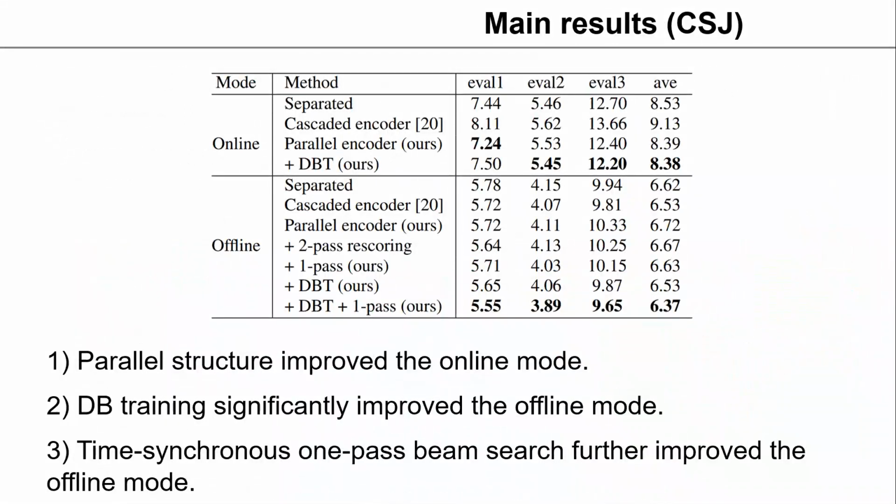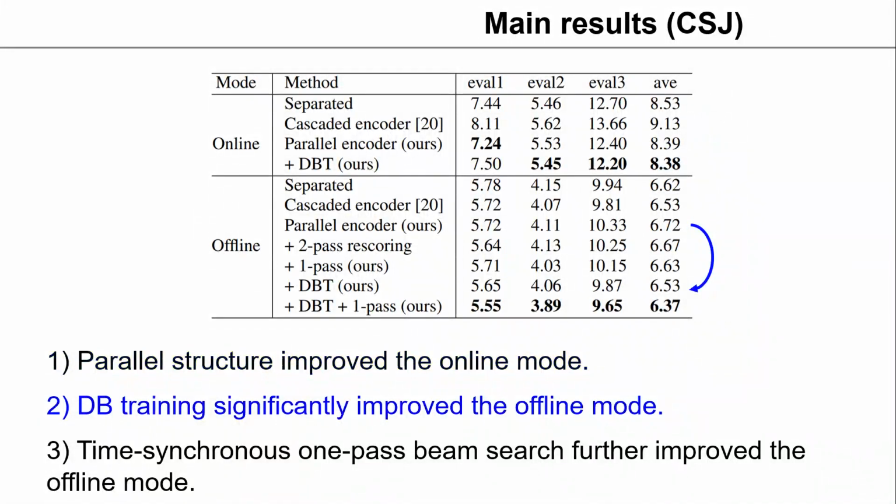This page shows the main results on the CSJ dataset. Firstly, the parallel encoder structure improved the online mode, as shown in blue, but in this experiment, we did not observe performance improvement for the offline mode, as shown by the red arrow.